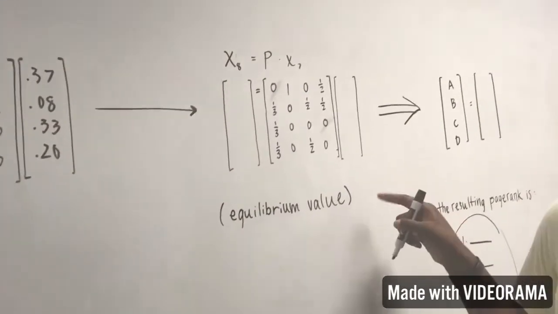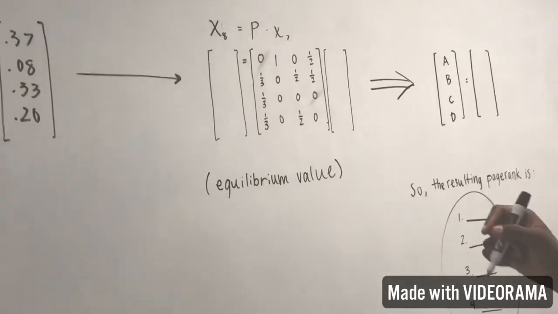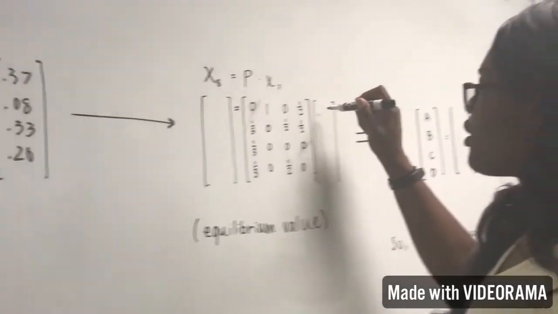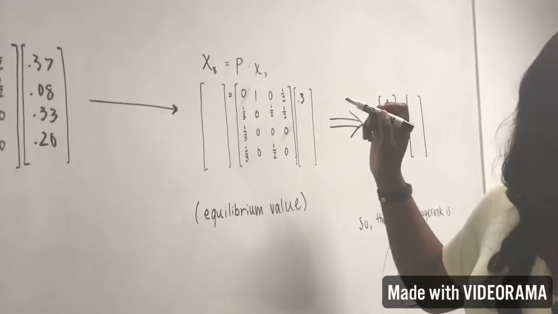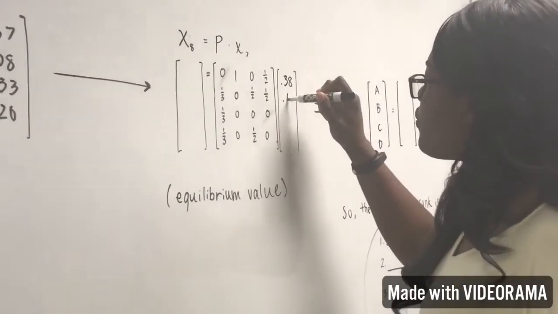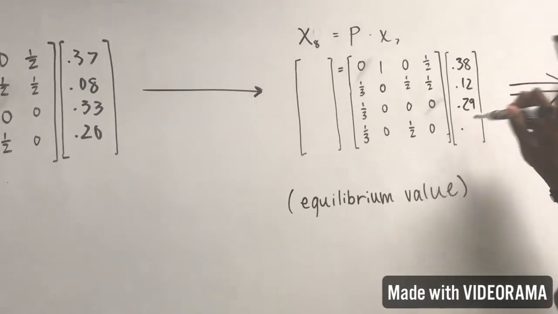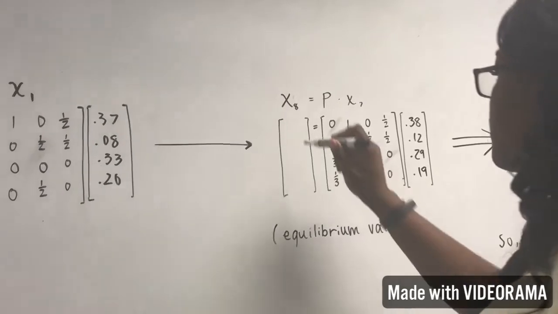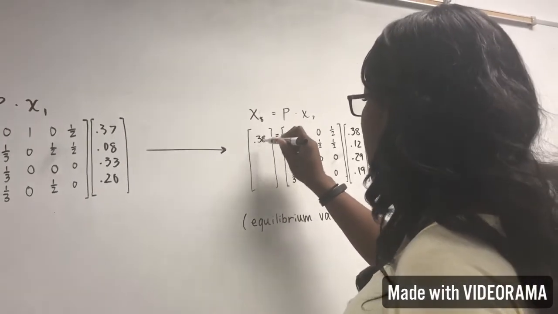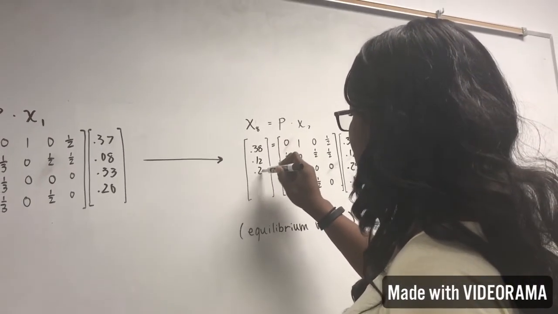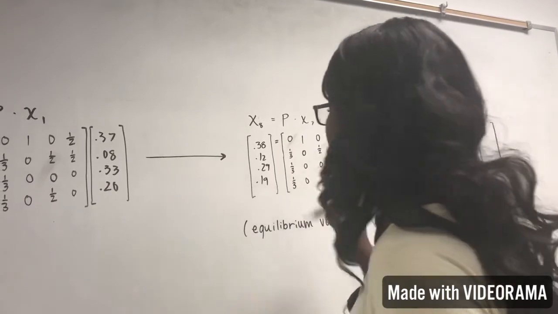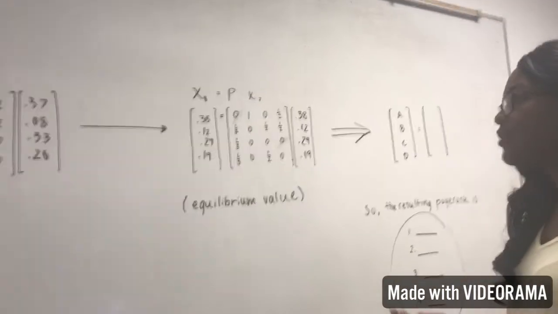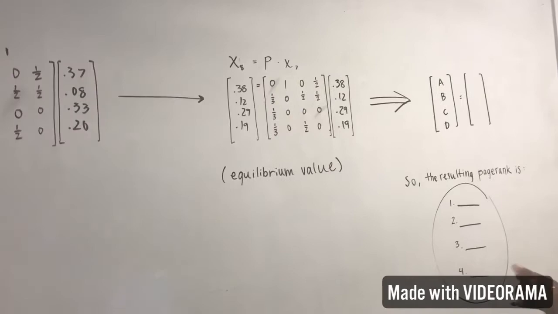As you go along, you'll have to continue until you get to x8 to verify your x7 numbers. Here we would have 0.38, 0.12, 0.29, and 0.19. When you solve this, you'll end up getting the same numbers. This is called our equilibrium value, so that's where we stop the Markov chain.